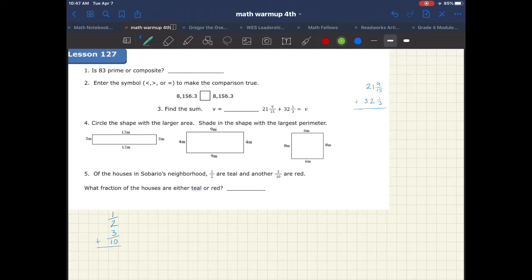Hello, here is the blue half-sheet warm-up, whatever you want to call it, for lesson 127. So the first question asks, is 83 prime or composite?